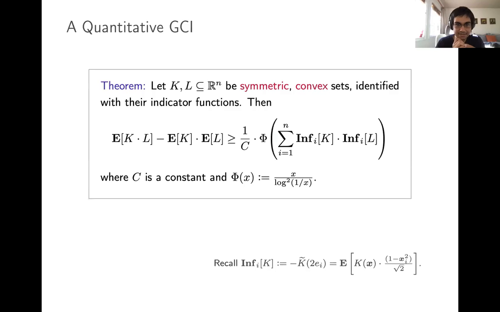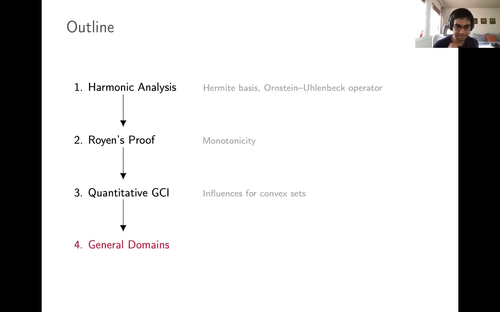So here's the quantitative Gaussian correlation inequality that we prove. It says that the correlation of any two symmetric convex sets can be lower bounded by this function phi of the sum of the products of the influences, where this function phi of x is defined to be x over log squared 1 over x. Let me finally say a little bit about how this strategy generalizes to other domains.